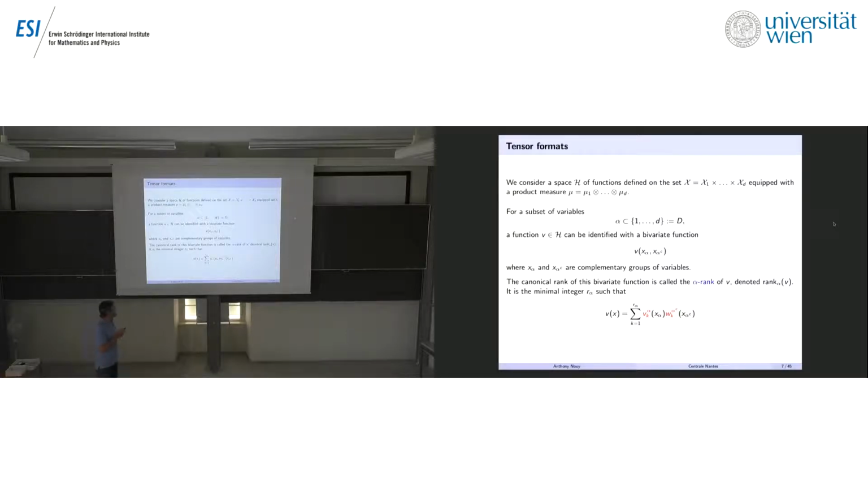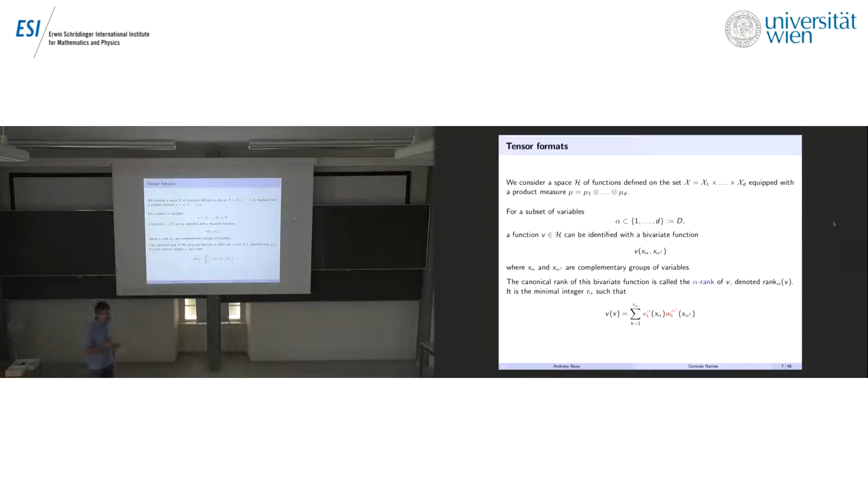Then for a subset of variables in 1D, you can identify a multivariate function with a bivariate function, a function of two groups of variables: the variable x alpha, that collects all variables xi, i in the collection alpha, and the complementary set of variables. And then we will define a notion of rank called the alpha rank, which is the minimal integer R alpha such that you can express your multivariate function as a sum of R alpha products of functions of groups of variables. Okay? So this minimal integer, such that V can be represented like this, is called the alpha rank of the function.